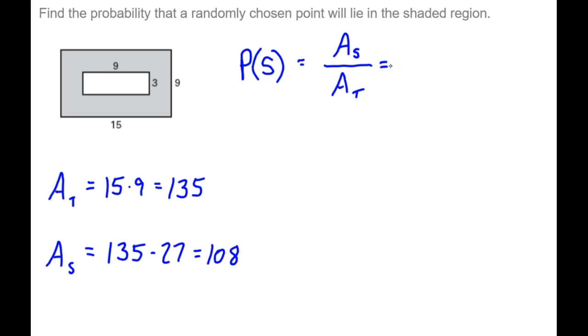Now we plug those values into our formula. So we have 108 divided by 135. If we calculate that as a decimal, that would be 0.8, which would be 80%. So if we randomly picked a point in this overall rectangle, the probability that it's going to lie in the shaded region is going to be 80%.